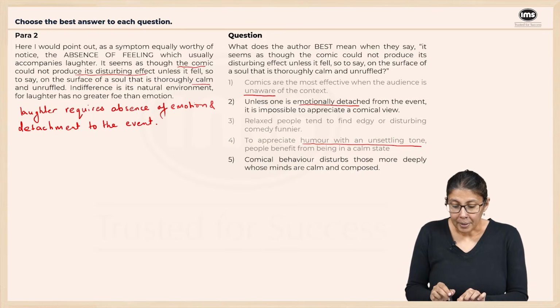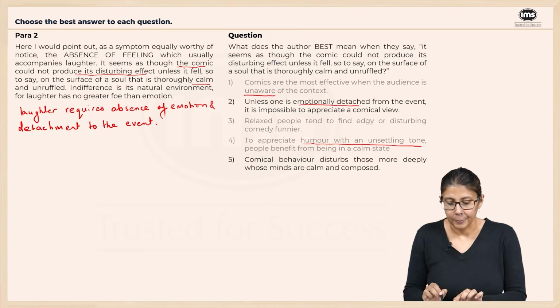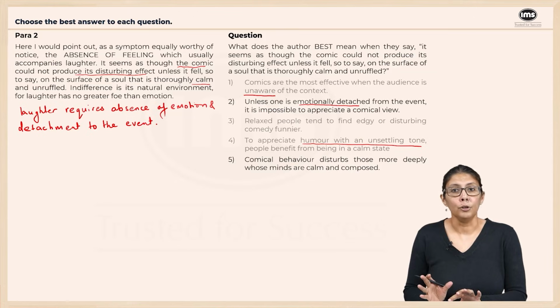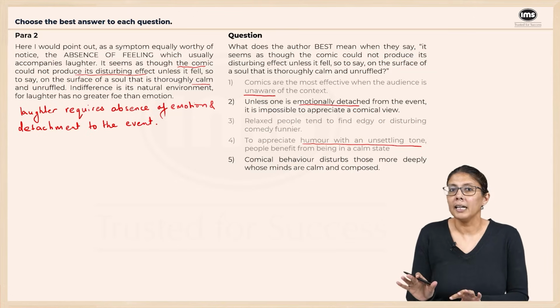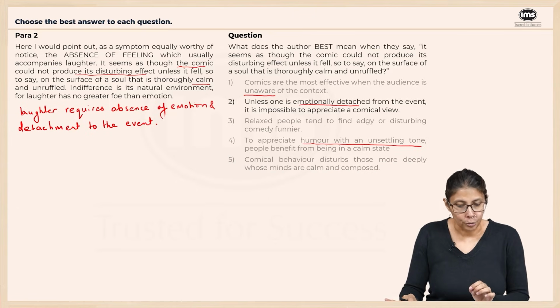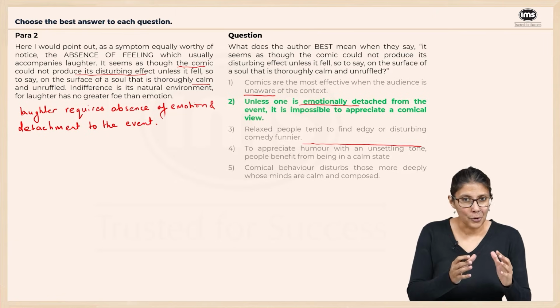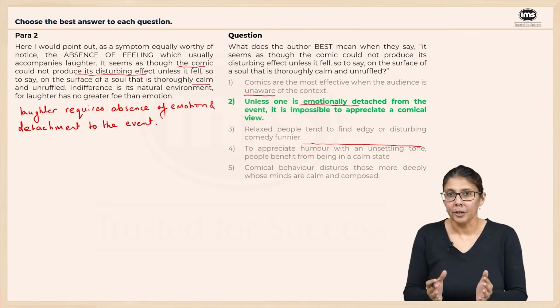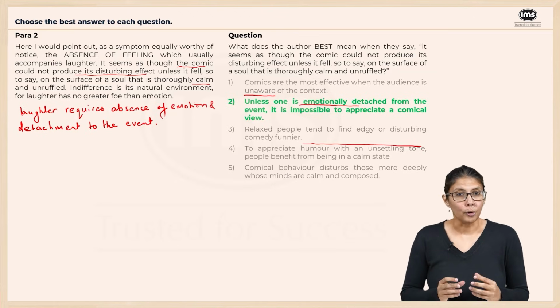The 5th one, comical behavior disturbs those more deeply whose minds are calm and composed. So, first of all, people who are calm and composed are more likely to find something comic. They are not likely to be disturbed by it. That means option 5 is also a distortion. Our answer is going to be option 2, and the reason is that you have to understand the author's main point in this paragraph. Option 2 kind of represents the main point, and that is why it's the best match. So please make sure that you focus on the meaning rather than just matching the text.